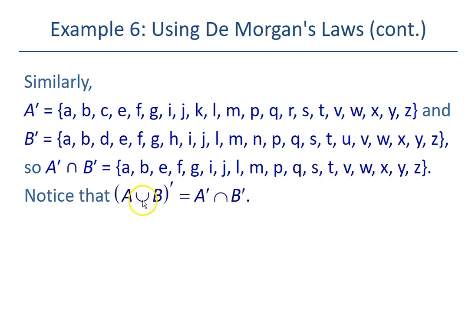So we know then the complement of the union of A and B is equal to the complement of A intersecting with the complement of B. And there's the proof, and we gave it to you in the Venn diagram as well.